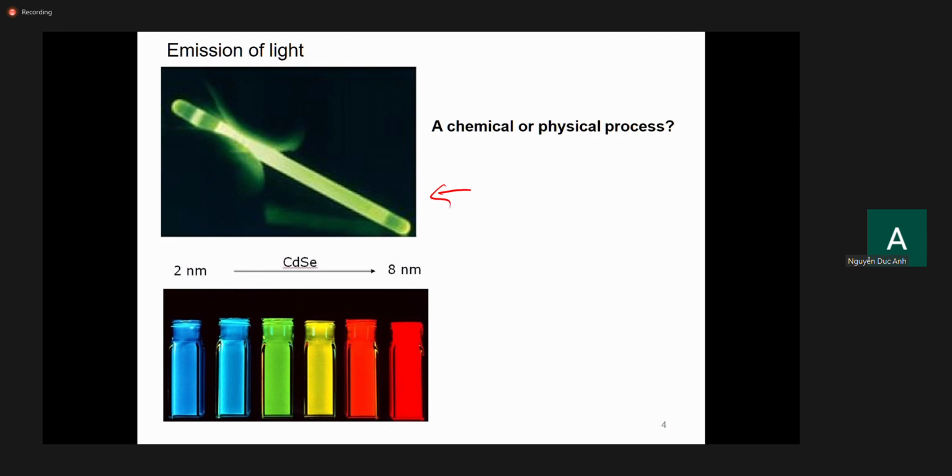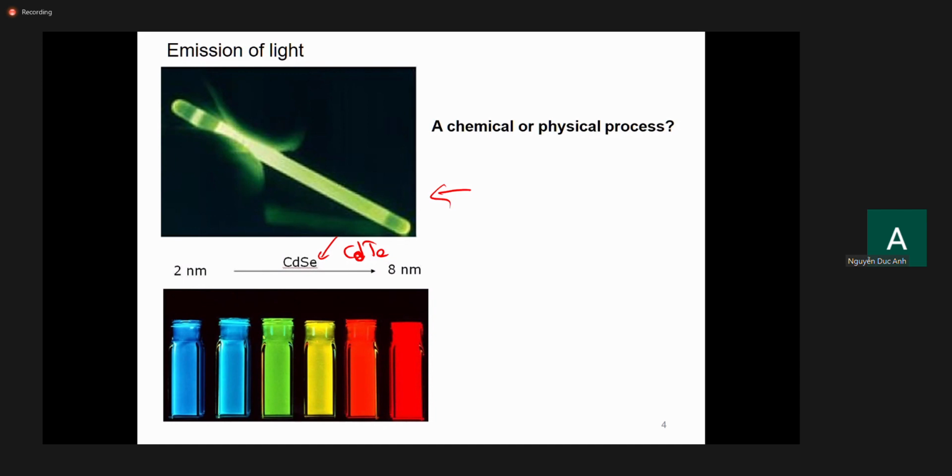But sometimes, especially in the case of nanotechnology at this moment, we can find a lot of different things, like cadmium selenide or cadmium telluride. This type of quantum dot can show the luminescence process when they have different sizes in the nanometer range.